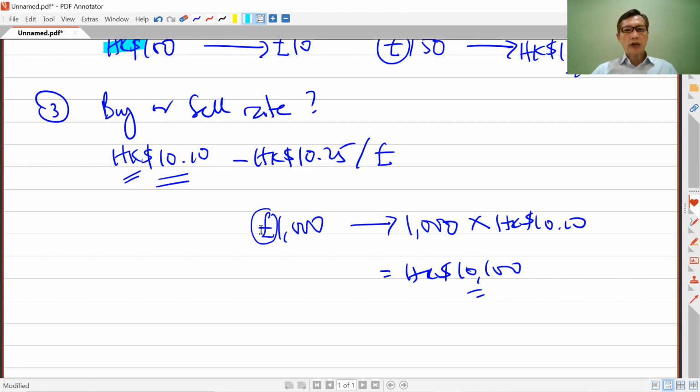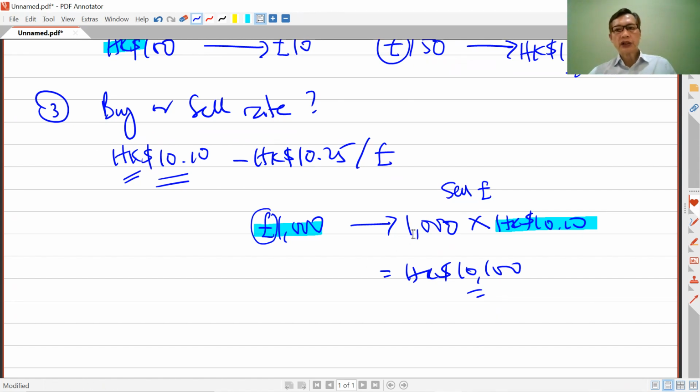You bring this £1,000 to the bank. You are effectively selling the £1,000 to the bank. So from our perspective, we are selling the pound here. The rate the bank is giving us is 10.1, so we know that is a sell pound rate. But we want to remember the reference currency. Our reference currency here is Hong Kong dollar. So when we are selling the pound to the bank, in exchange, we are buying the Hong Kong dollar.